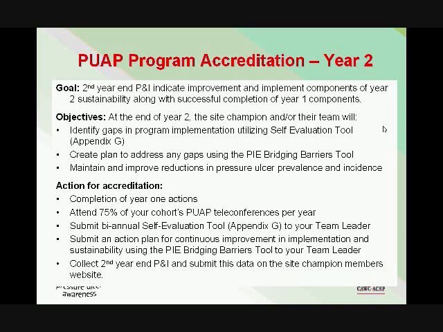So actions, you need to complete all of year 1's actions, which we talked about in the previous slide. Attend 75% of the teleconferences, same as before. Submit a biannual self-evaluation tool, and that's in Appendix G, to your team leader. Submit an action plan for continuous improvement in implementation and sustainability using that PI Bridging Barriers tool. And then collect your P&I data at the end of your second year.